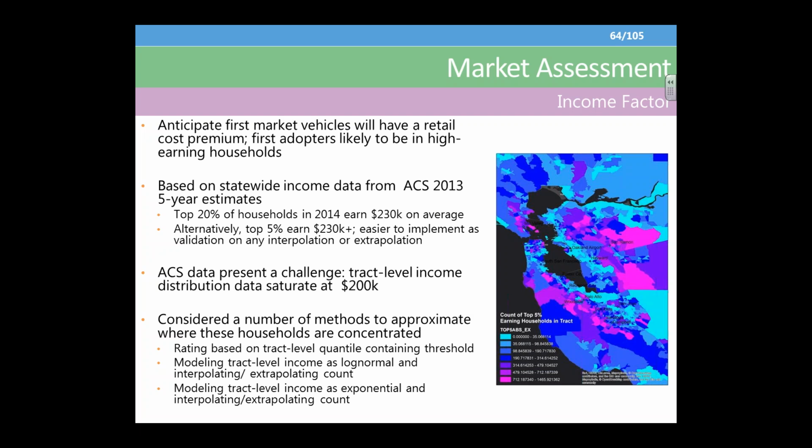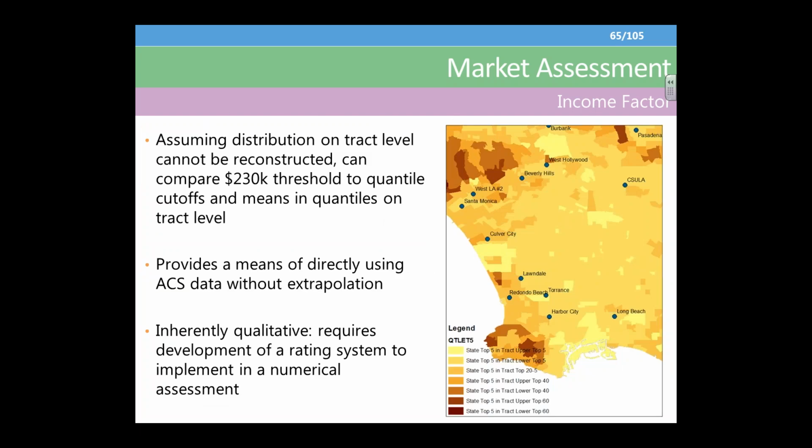We considered a number of ways to do this. One was a more qualitative method, looking at where in the distribution that cutoff sat and trying to give a score to that. We've modeled tract level income on a log normal basis because that has been used for many years to look at income distribution in economic studies. And then we looked at the exponential distribution as well. And we're going to compare each of those.